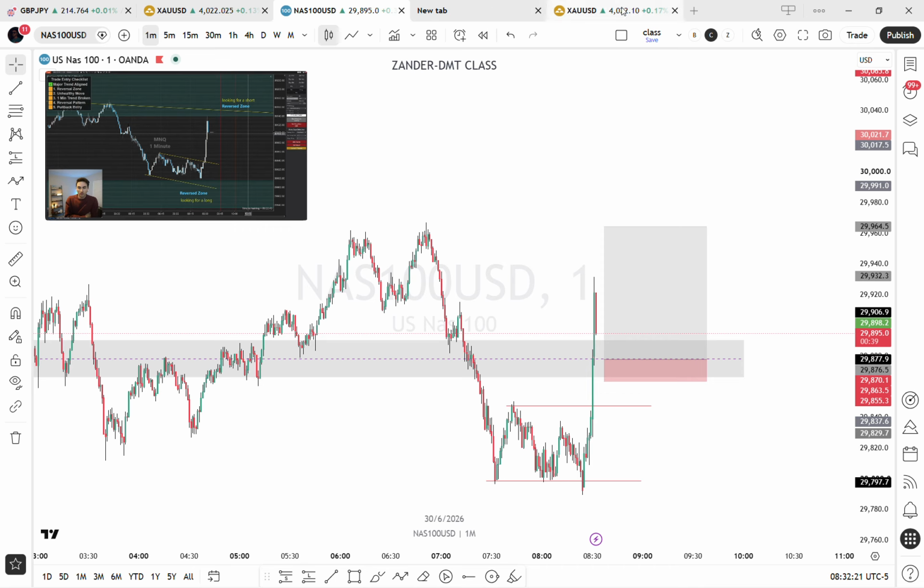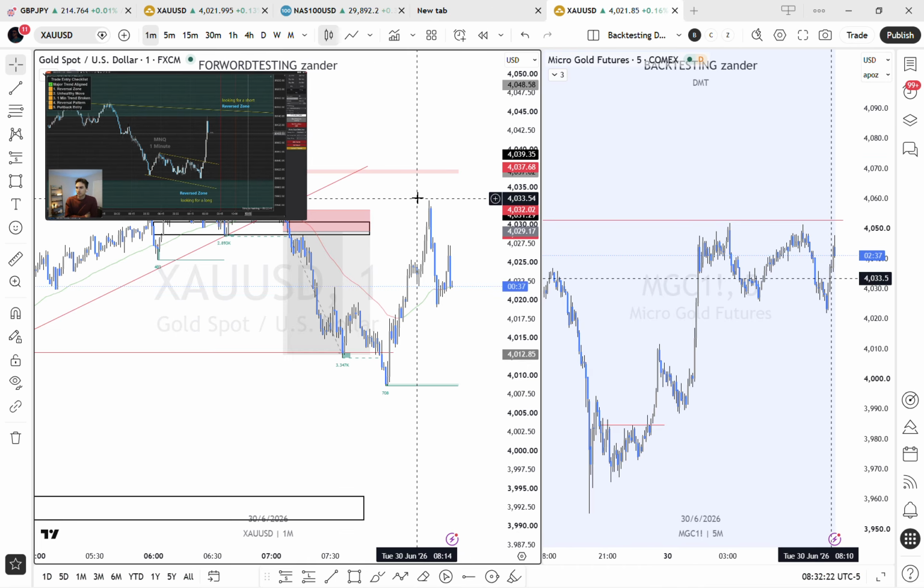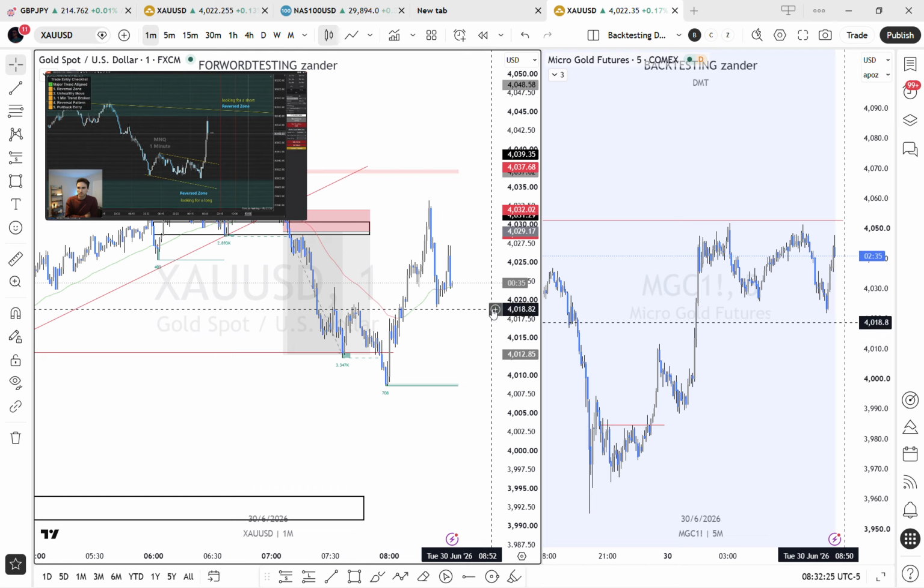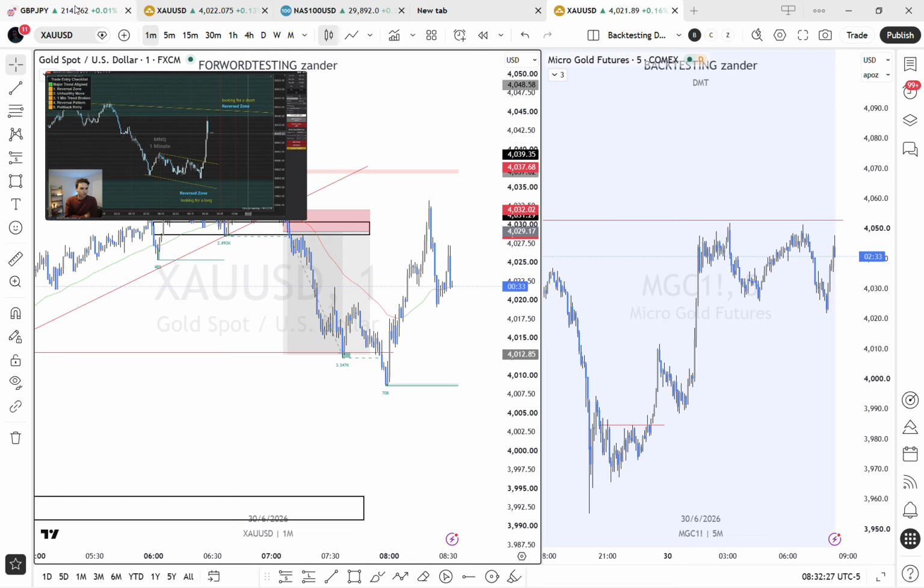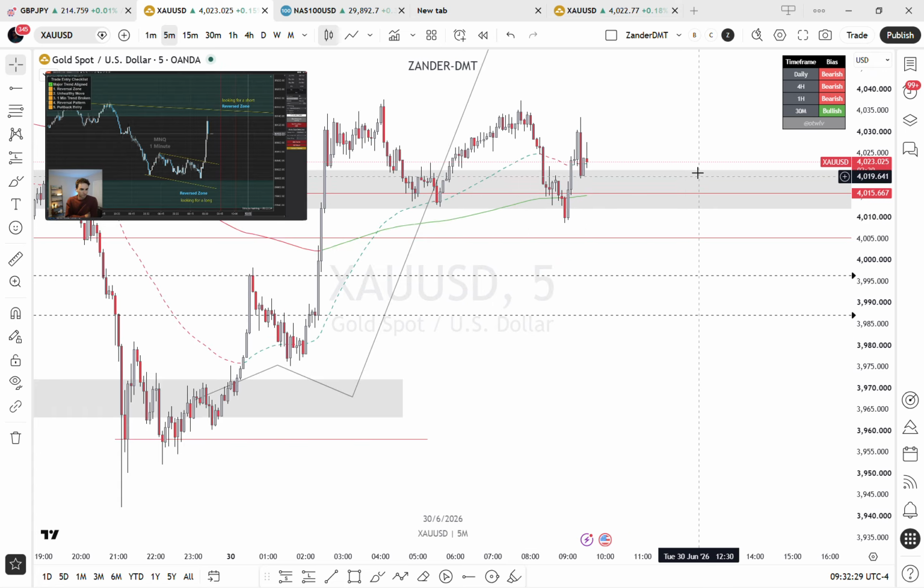Well, I don't know what to look for. Retest to this. We don't know what to look for. Retest to that.